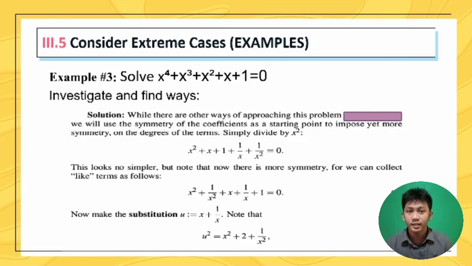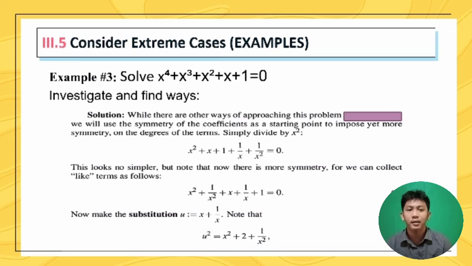Consider extreme cases, example number 3. We need to solve this equation: x to the 4th plus x cubed plus x squared plus x plus 1 is equal to 0. So, let us investigate and find ways. While there are other ways of approaching this problem, we will use a symmetry of coefficients as a starting point to impose yet more symmetry on the degrees of terms.